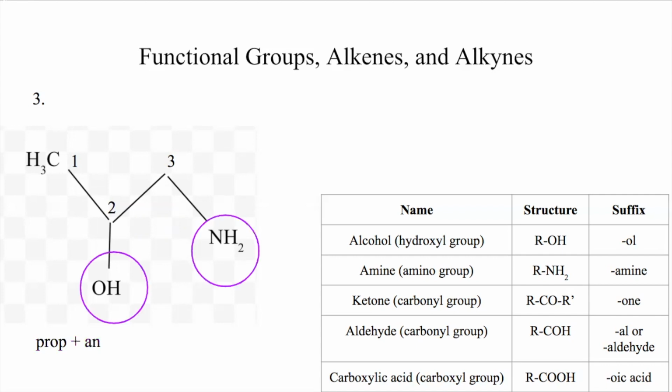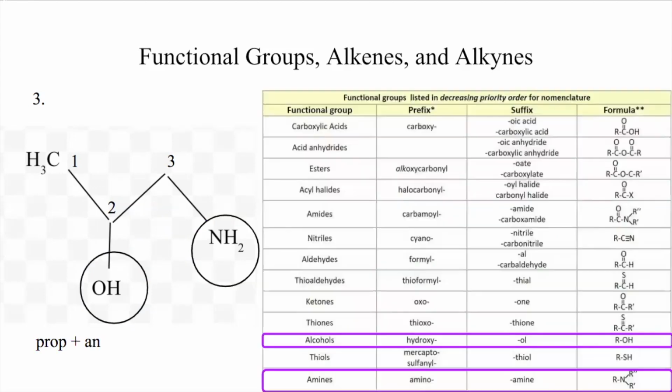But there are 2 functional groups, a hydroxy and amino. How are we supposed to determine what type of molecule this is? Which one determines the type of molecule, and which one is just a substituent? Let's consult our handy-dandy online resources and find a priority list of functional groups. Here, we can see that hydroxy groups, alcohols, take priority over amino groups, amines.